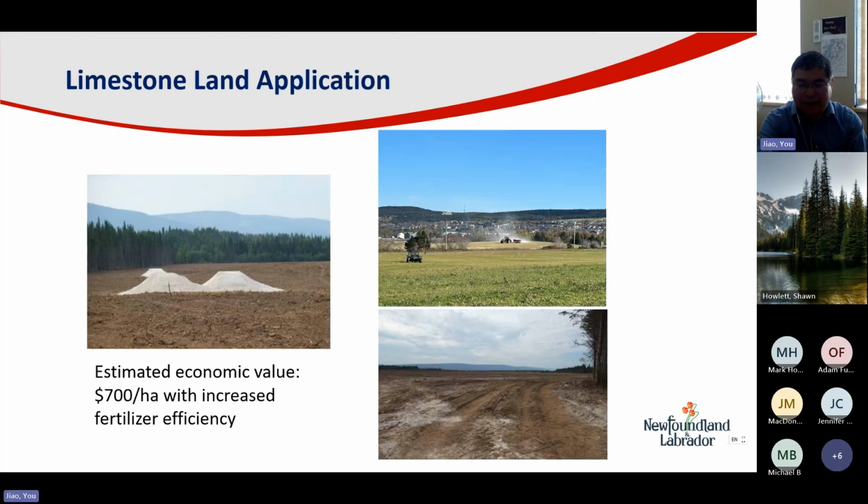The limestone and land application. This is a field in the Cormac area. After the land clearing, they have to order the limestone and spread it in the field. So that's just the pH first. Then we talk about the cultivation, because if we don't adjust the soil pH, all the later agricultural practice is basically a waste of our time and money.